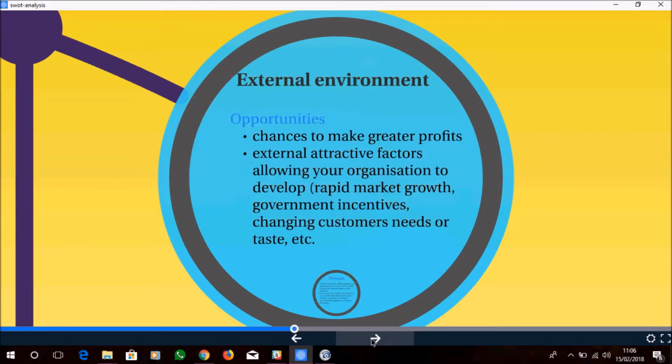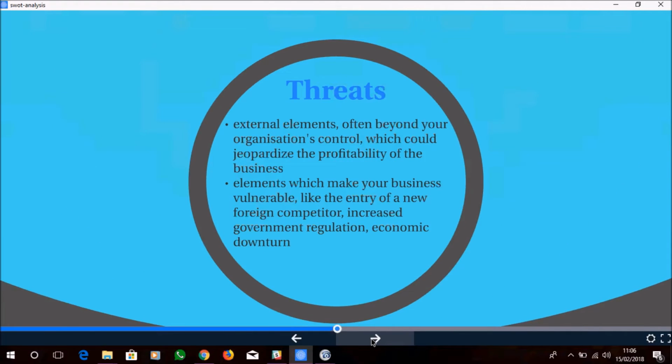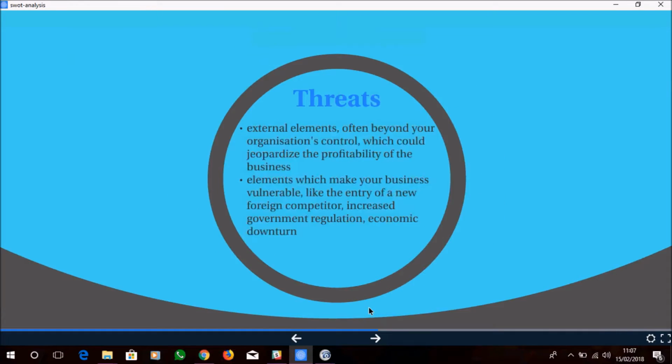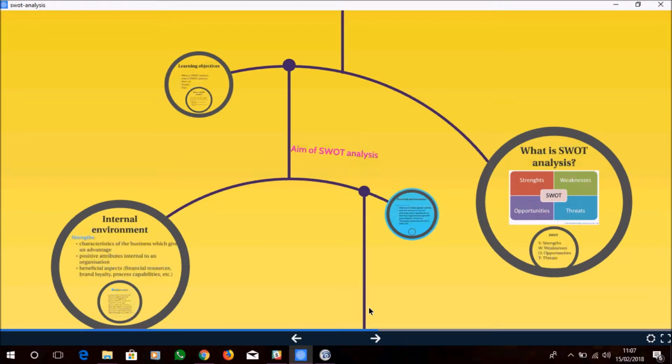As I said, the other two slides will present the external factors we should consider, like opportunities, which are chances to make greater profits or to help our business grow, external attractive factors allowing our organization to further develop. Threats are again external, of course, to the organization and often beyond organization's control. Still, these elements have to be analyzed. We have to be aware of this, and if possible, try to have a backup plan, a plan B, as we often say.